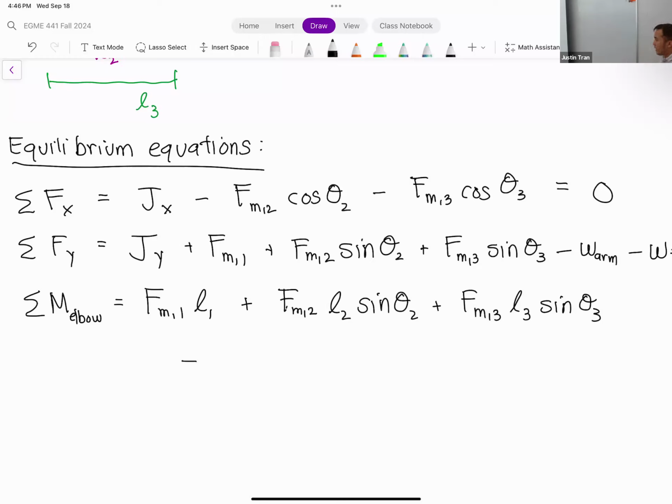Finally, we have the contribution of the moments from our two weights. First, the weight of the arm. In this case, the weight of the arm points vertically downwards, and so it's already perpendicular to the line of action to the joint itself. So we have minus W arm multiplied by L over 2. And then we have the weight of the object, W, multiplied by its length, L, and all that is equal to 0.